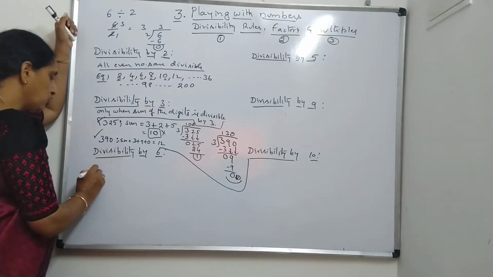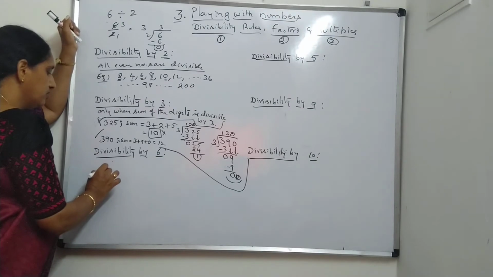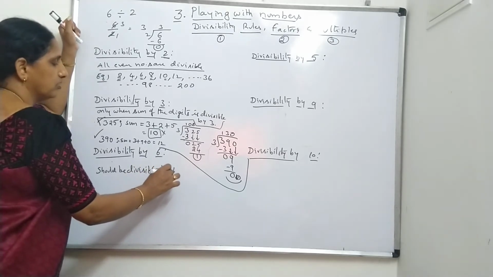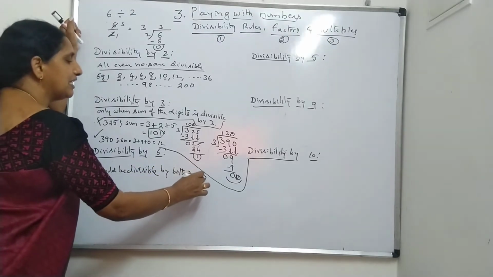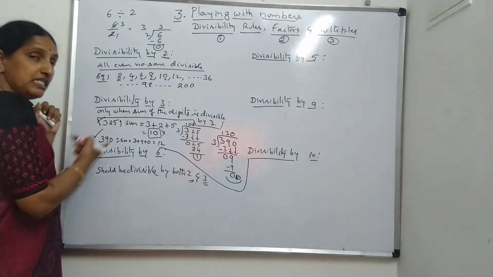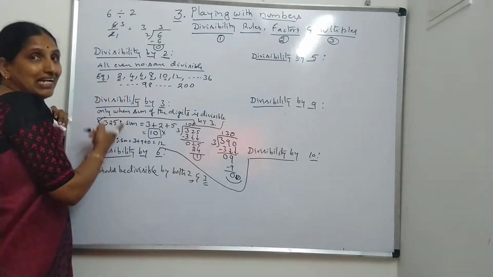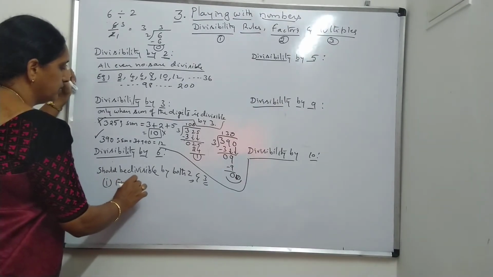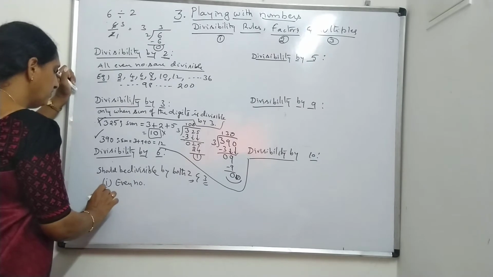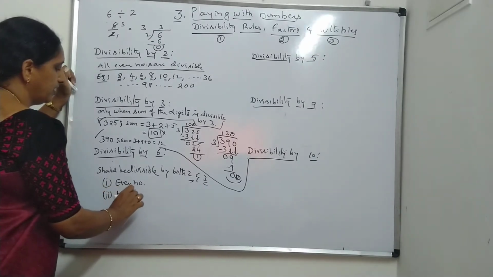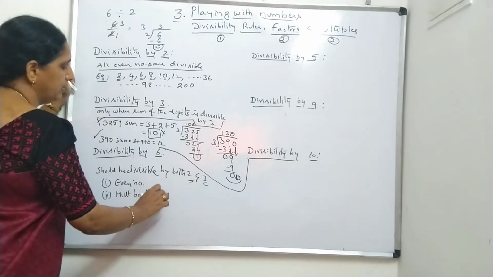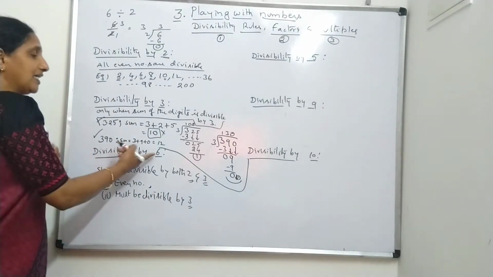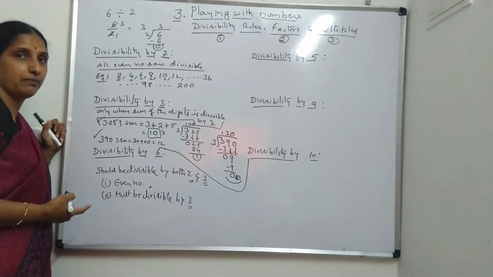So what is this one? Here the rule is the given number should be divisible by both 2 and 3. That means a number is divisible by 6 only when these two rules are satisfied. What are the two rules? First one is the number should be an even number. Second one is it must be divisible by 3. When these two conditions are satisfied, then only the given number is divisible by 6.